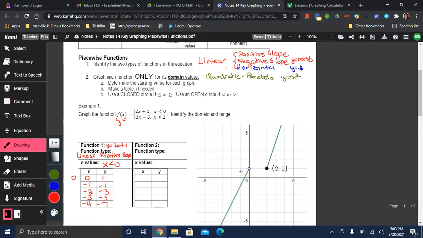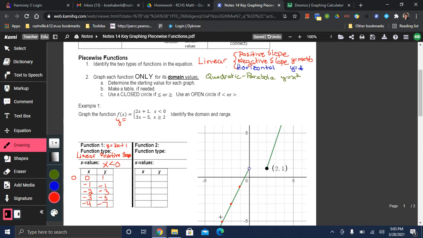And then you want to see, are these points on this part of the graph? So when x is -1, is y -1? Yes. When x is -2, is y -3? And when x is -3, is the y -5? And so yes, it is. So this branch of the graph would be the y equals 2x plus 1.